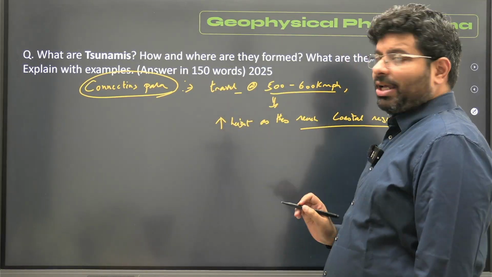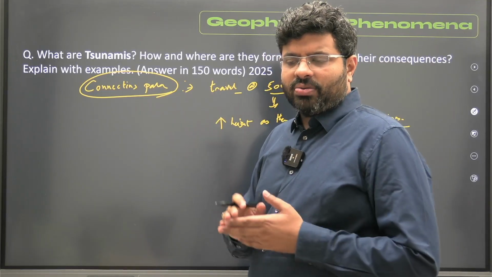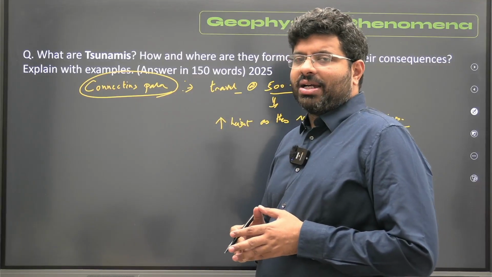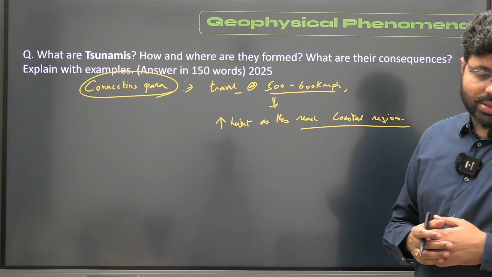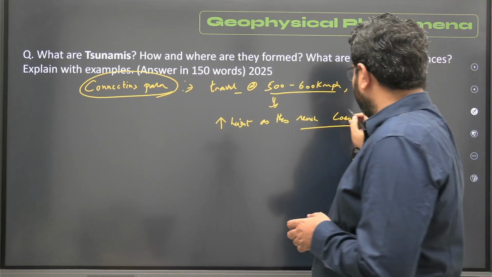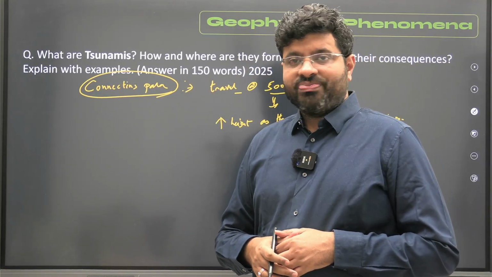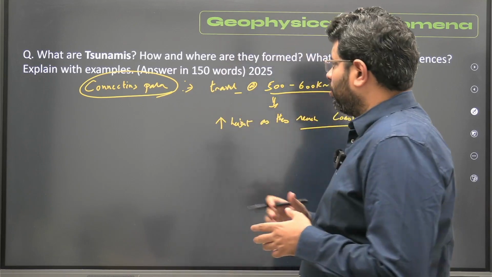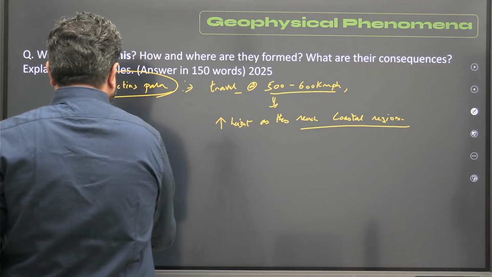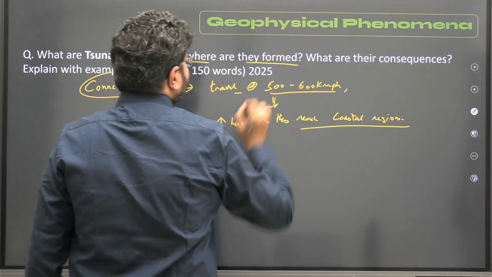Here you see, as they move in the open seas, they are not that high. You will not have much height, but as they come towards the coastal areas, the height dramatically increases because of the shallowness of the coastal areas, right? In the deep sea, you will not find much of an impact. That is one of the aspects you tend to see about tsunamis. So you can talk about a connecting para. Then straight away, the body. In the body, they are only asking how and where they are formed.